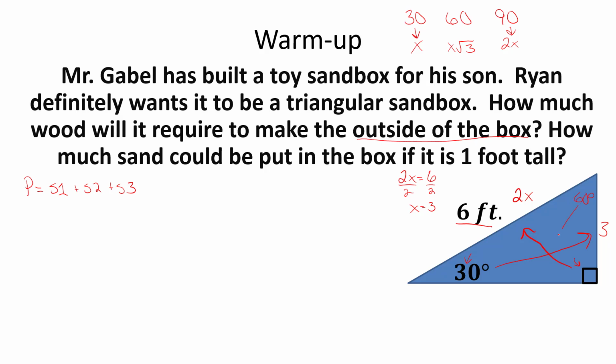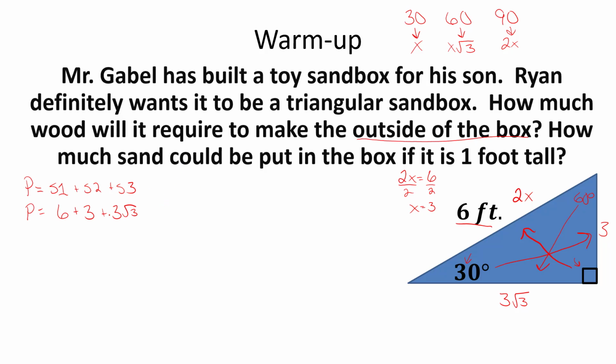All right. The side across from the 60-degree angle we determined was x root 3, and we now know the value of x. So my missing side down here must be 3 root 3. So we have a perimeter that is equal to 6 feet plus 3 feet plus 3 root 3.